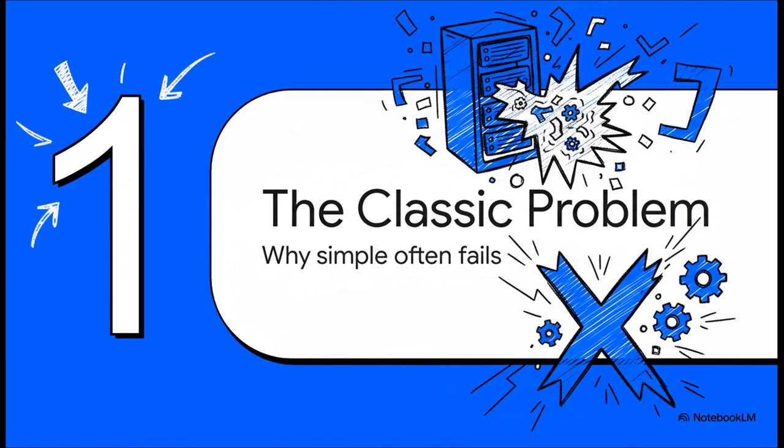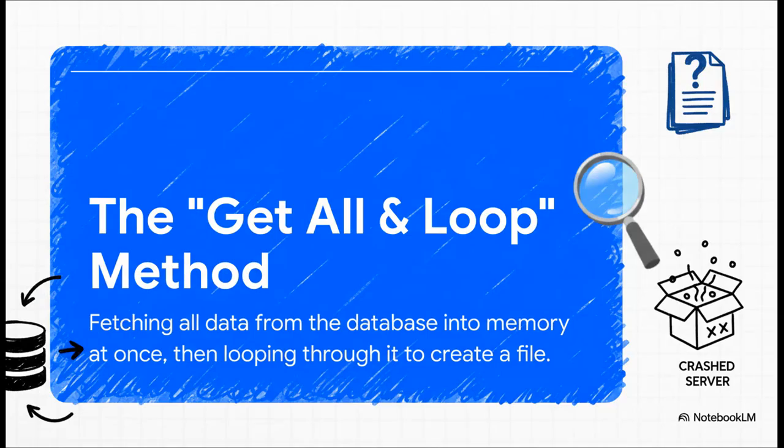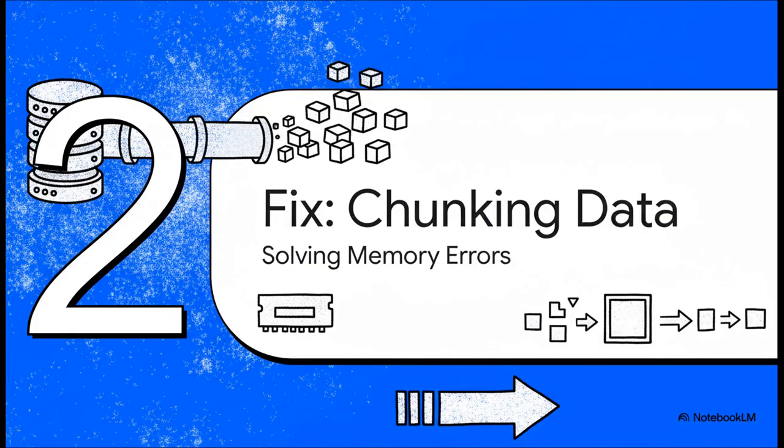It all boils down to a really common but flawed pattern. This is the one we all try first, right? The get all and loop. It just makes sense. You ask the database for everything, you pull all 2 million of those records into your app's memory, and then you start building your file. But here's the catch. Your server doesn't have infinite memory. This one move sends your memory usage through the roof, and that's what leads directly to that dreaded out-of-memory crash. So obviously, trying to lift the entire database at once is a bad idea.